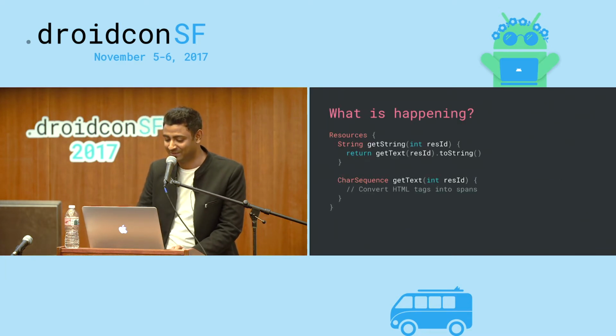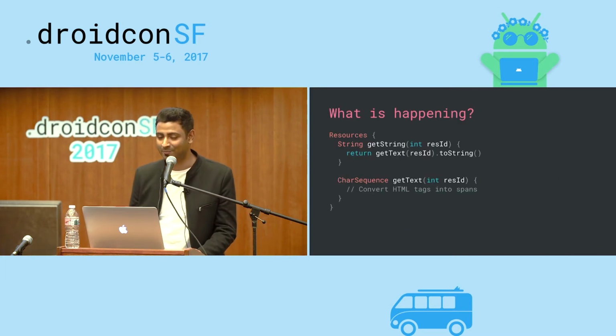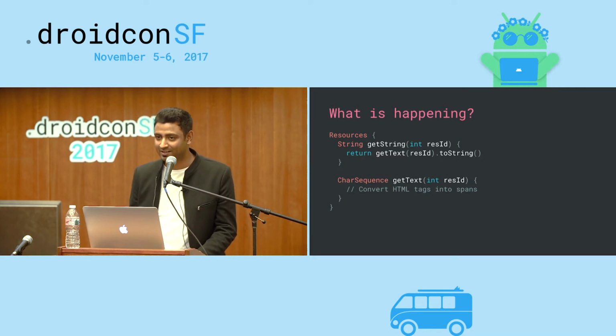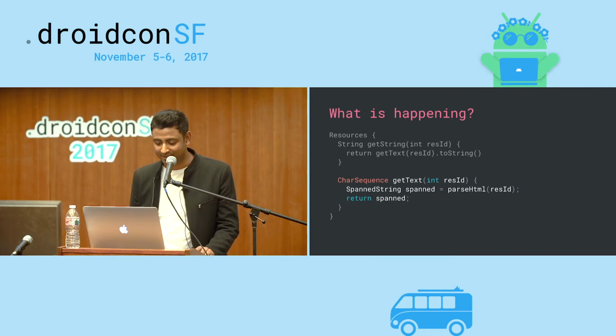Okay, what is happening? Why are the HTML tags not showing up in 2 of those 4 situations? So the answer for this question lies in the source of getString. If we look inside, we'll find that getString internally calls getText, which in turn parses HTML blocks and converts them into spans, and finally constructs an instance of a SpannedString out of it.